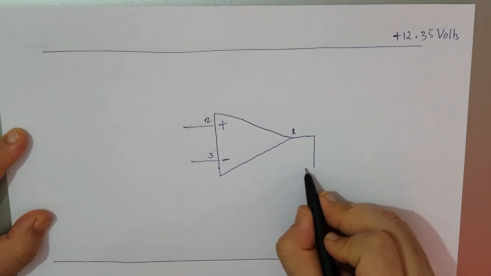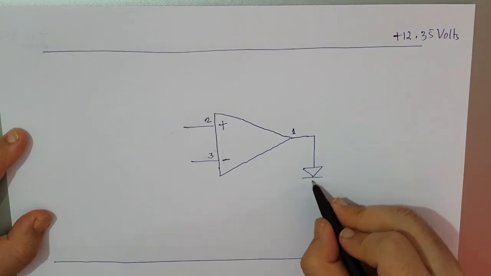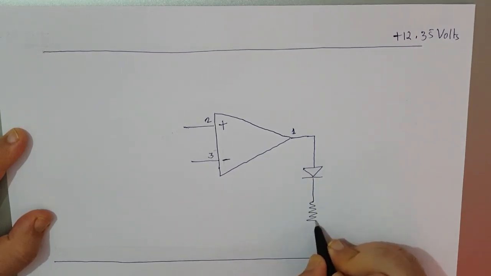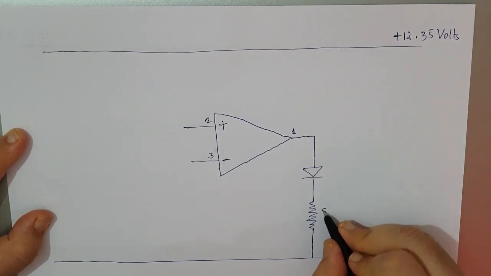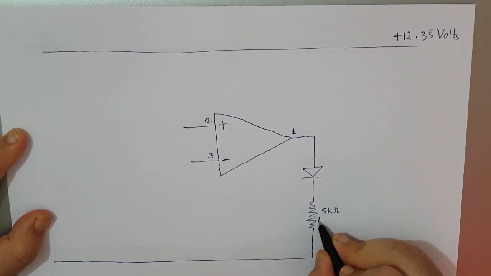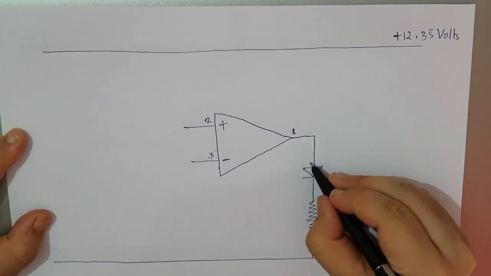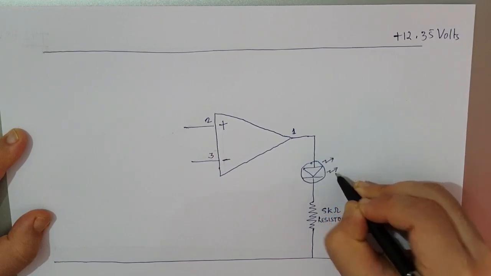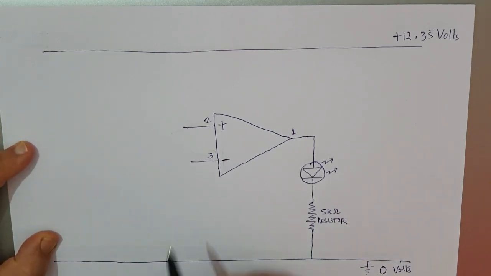Moving ahead, at the output I have connected a LED, which is a 2 volt blue LED, and across that LED I have connected a resistor, which is a 5 kilo ohm resistor. The reason behind connecting this 5 kilo ohm resistor is that it should limit the current and not burn the LED when the voltage of close to 12.35 volt flows from the output terminal. This is the main agenda for this.